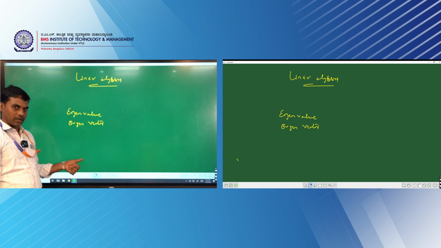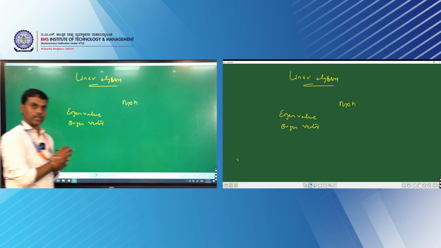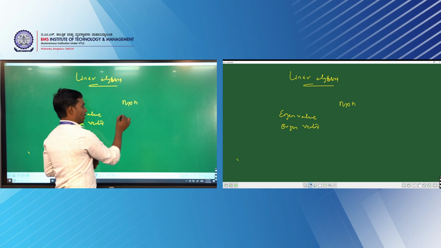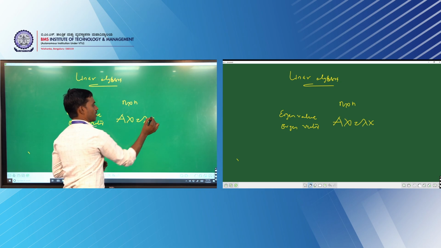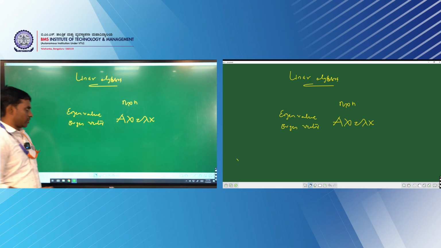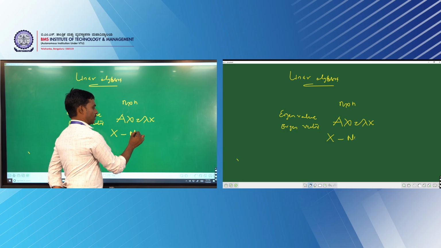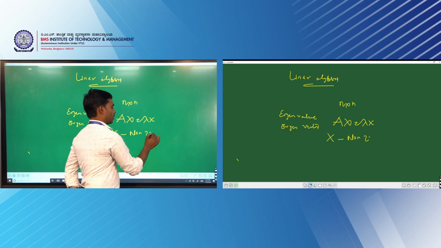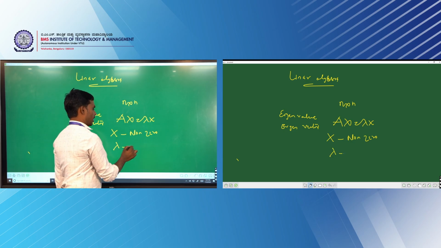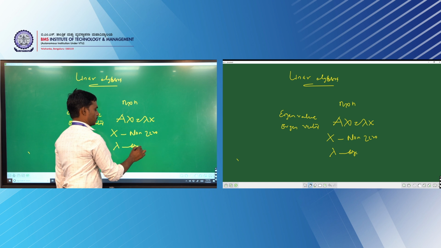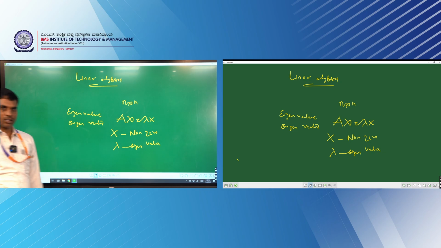You already studied matrices. So we will consider an n cross n matrix, a square matrix of order n cross n. Then the definition is Ax equals lambda x, where x is a non-zero vector. X, the non-zero vector, is called the eigenvector, and the scalar lambda is called the eigenvalue. Very easy topic. So we will take a problem.